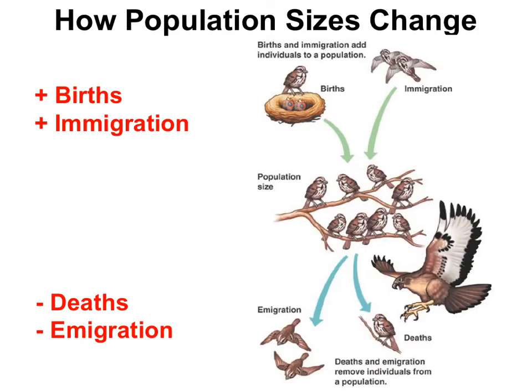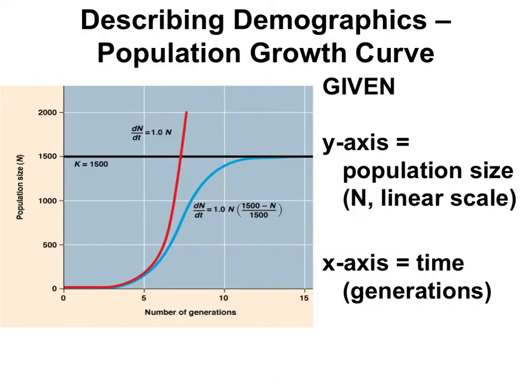Now, population sizes can increase and decrease based on some basic factors. Population sizes can increase when more organisms are born or when organisms immigrate into a population from another population. Population sizes can decrease when organisms die or when organisms emigrate away from the population. Check out this poor bird right here. Watch out, little dude. Here's what a population growth curve looks like.